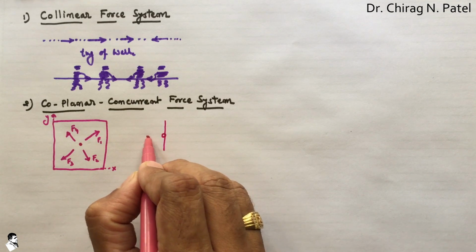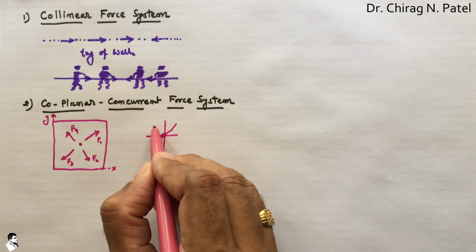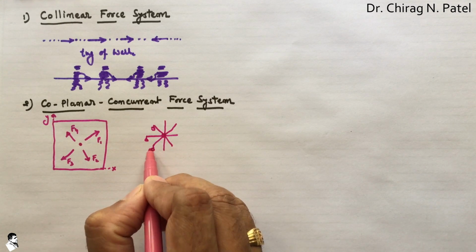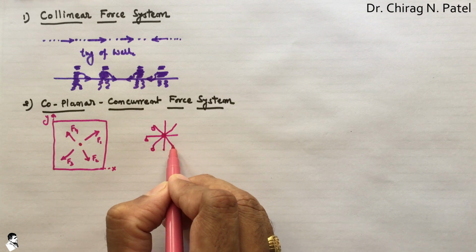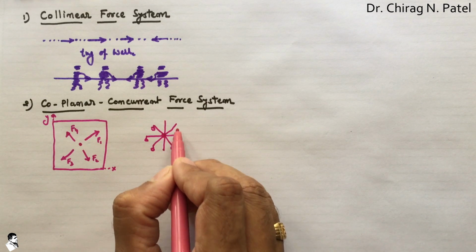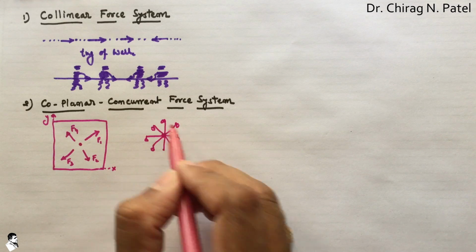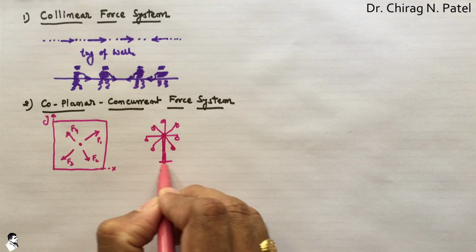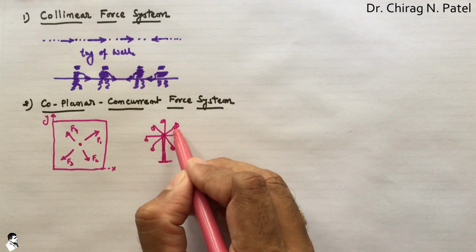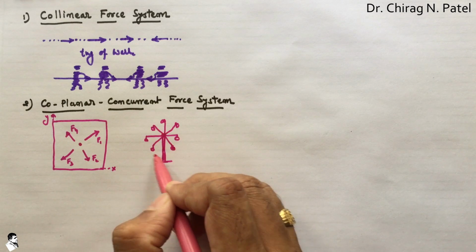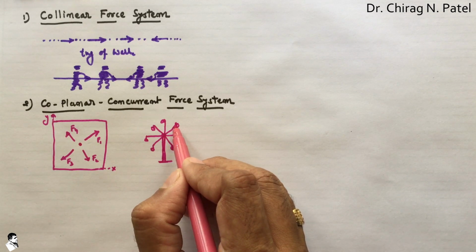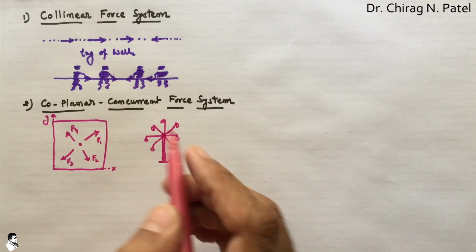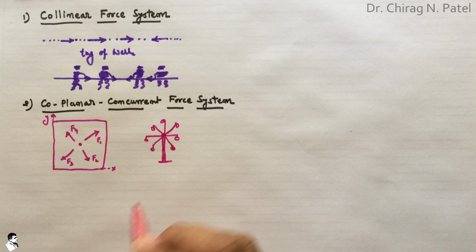If I give you the example of a merry-go-round, there are a number of compartments available in that, and in those compartments, due to the weight, there are forces available. So there are a number of forces available in a single plane as well as concentrated at a single point. So this is a coplanar concurrent force system.